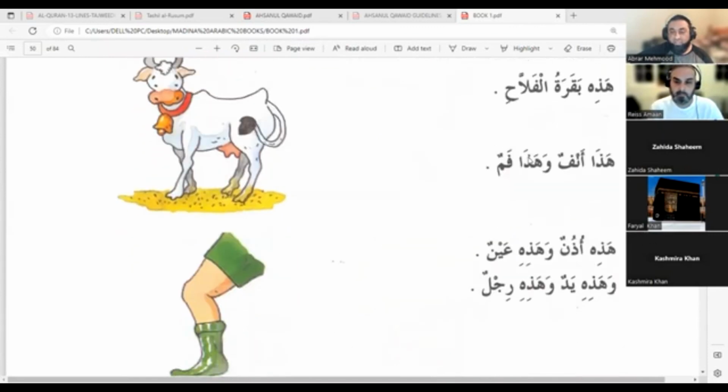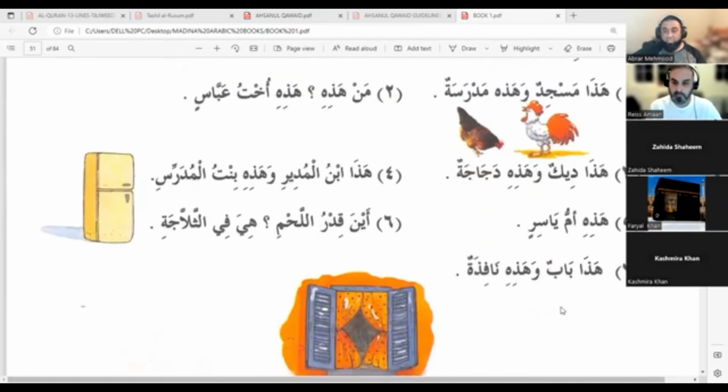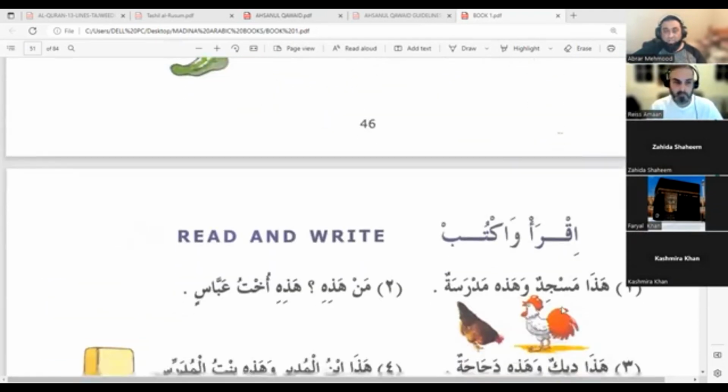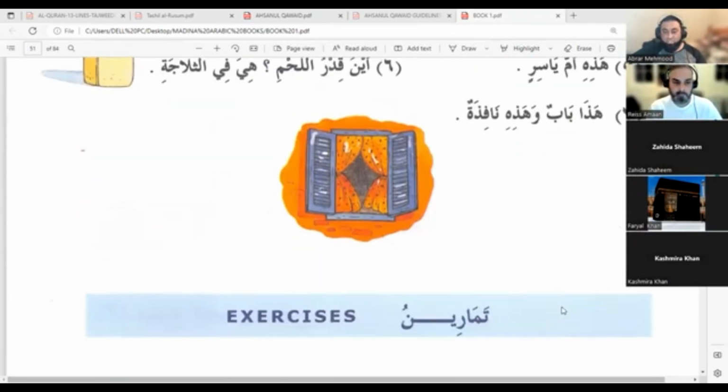Fallah, again, farmer. Another rule we came across: those body parts which are not in pairs are considered masculine. Those body parts that have a pair, like ears, eyes, legs and hands, are considered feminine. So that's a general rule in the Arabic language. Okay, inshallah. Right, we are now resuming on page 47, inshallah.